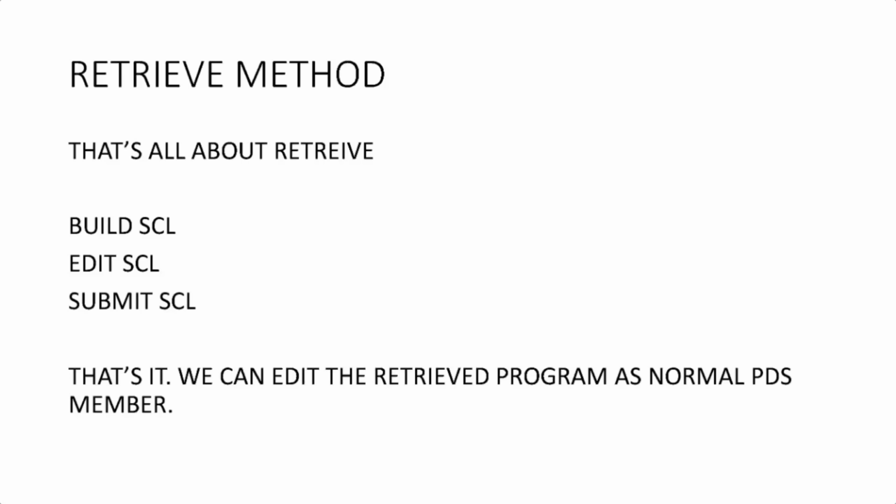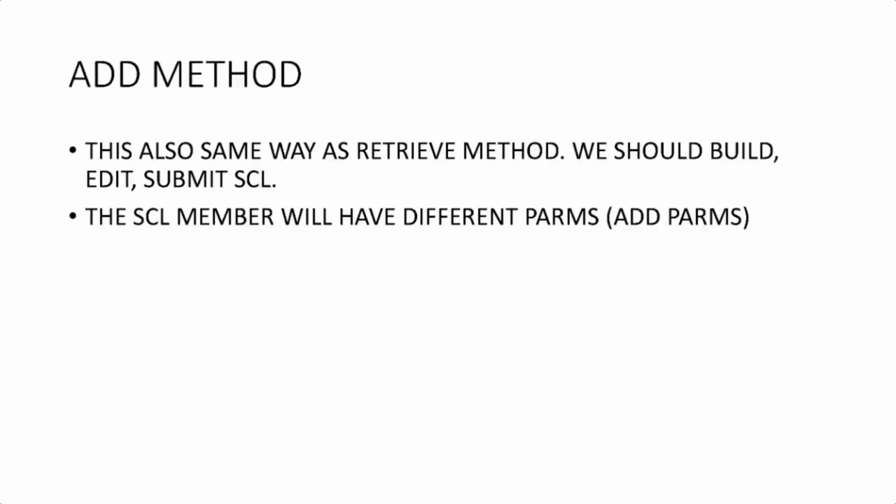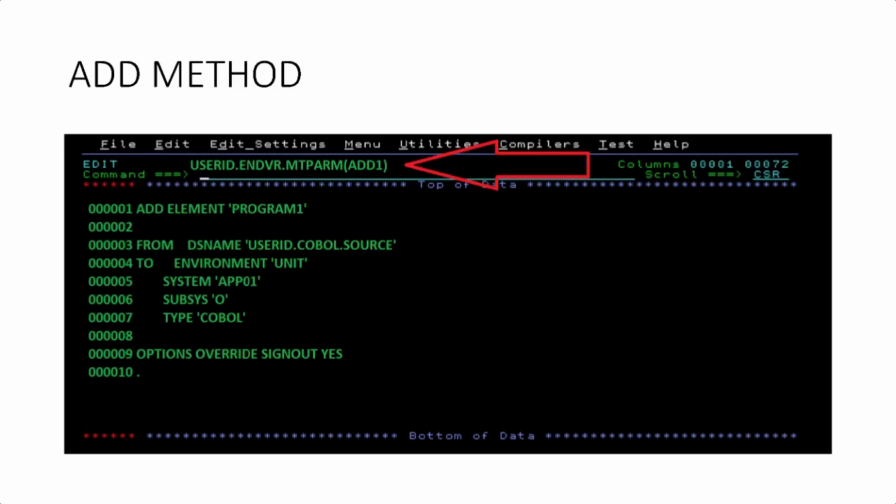Build SCL, edit SCL, and submit SCL. Once we retrieve the element, we can do the program changes and whatever we need. Then we can add it to Endevor by the add method. So the next one is the add method. The add method is also the same as retrieve. We will have the same options: build SCL, edit SCL, and submit SCL. But the parameters will be slightly different.